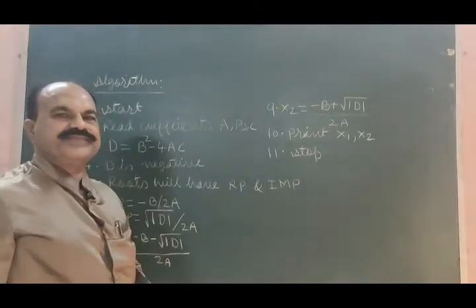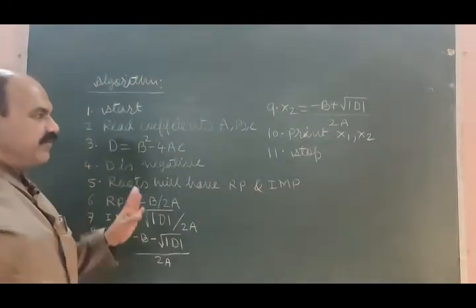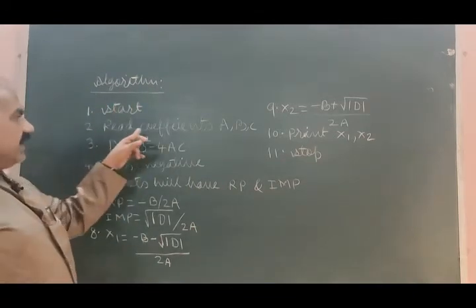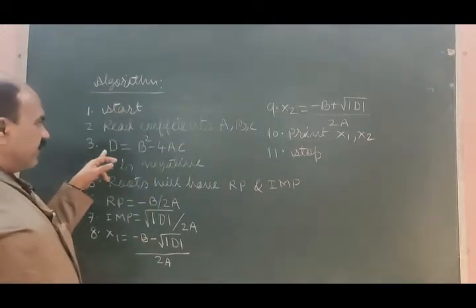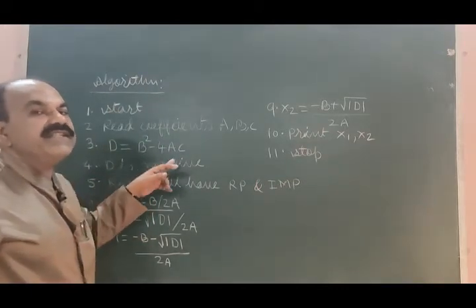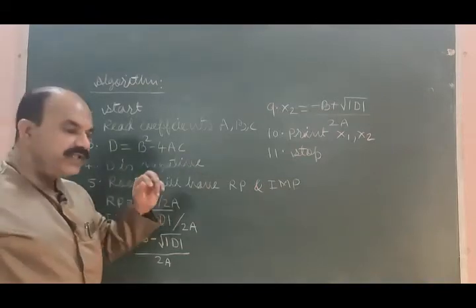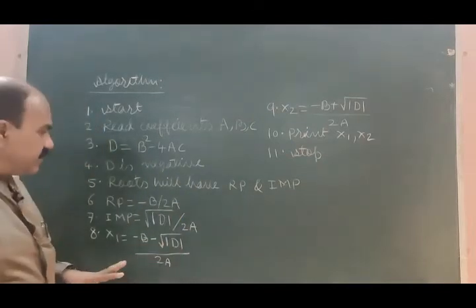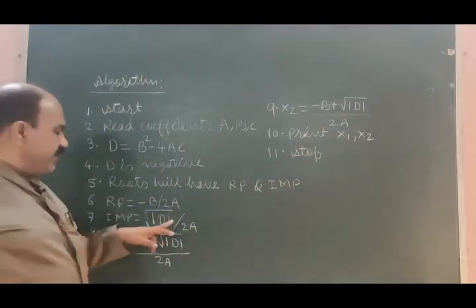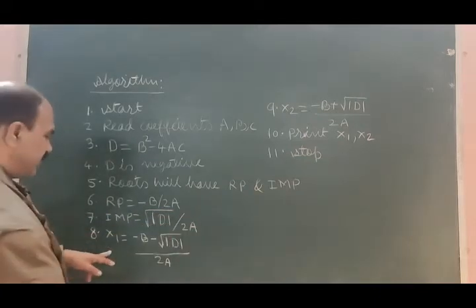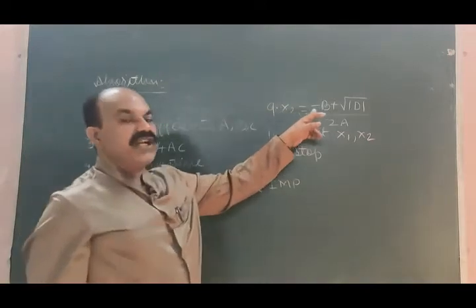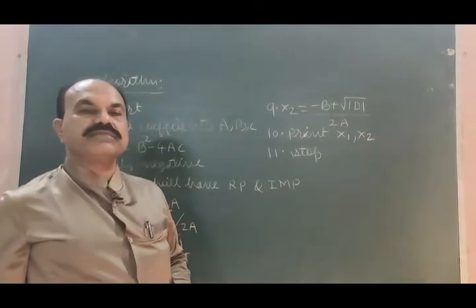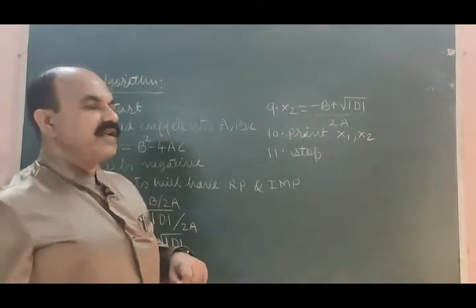Stop the process. See what I am doing, what I have done. Start the process, read the coefficients, find the discriminator D. It is found negative, roots will have real part and imaginary part. Real part is given by this, imaginary part is given by this. First will be this, second root will be this. Print these two roots, stop. One possibility.